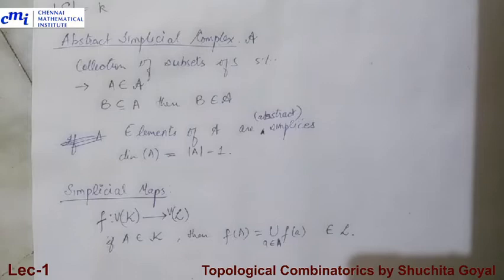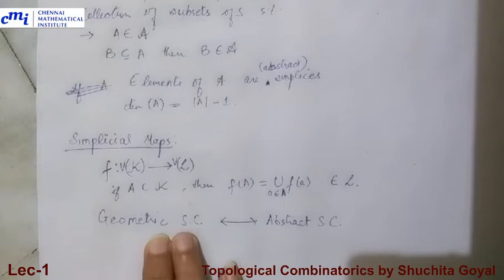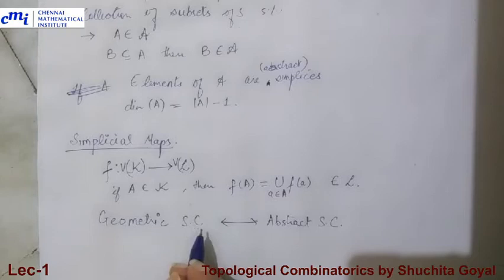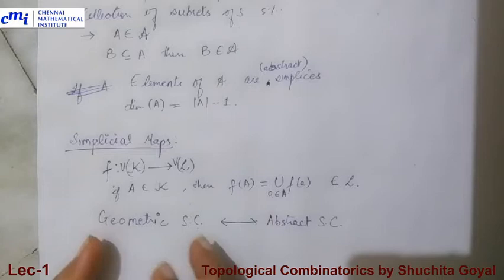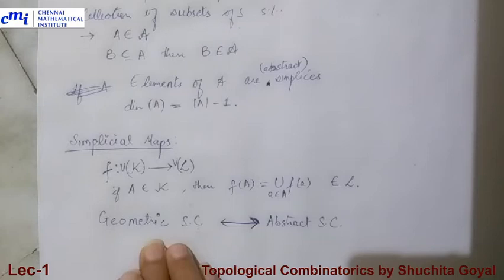So I hope the connection is clear between geometric simplicial complexes and abstract simplicial complexes. If you have a geometric simplicial complex, you look at the affinely independent points whose convex hull was being considered, and all those points form the vertex set here. Whenever a convex hull is being considered, you put those particular points as a set here, and this way you get an abstract simplicial complex from a geometric simplicial complex. From an abstract simplicial complex, you come back to a geometric simplicial complex using the geometric realization.